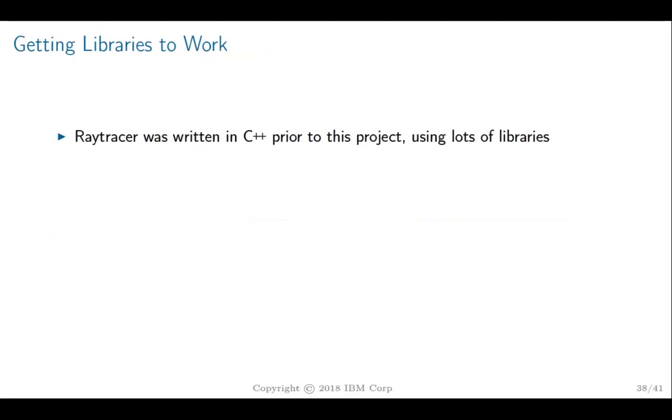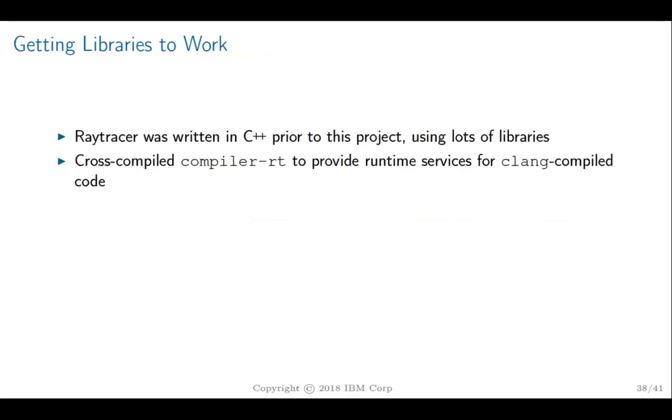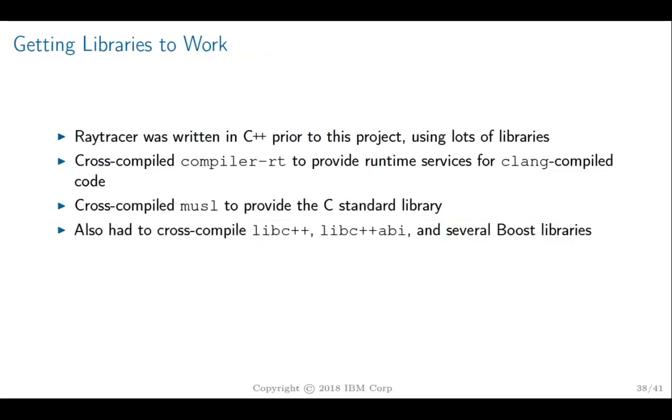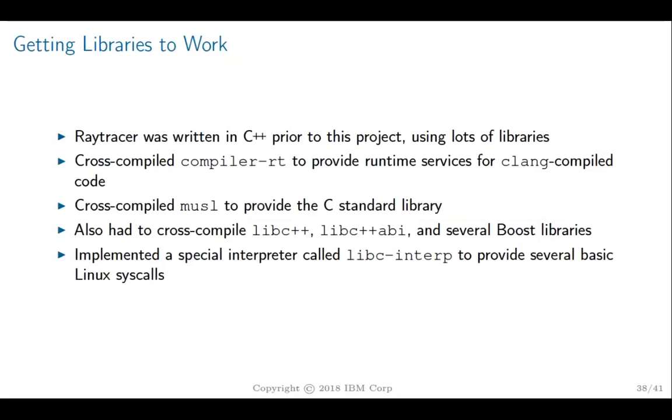So we had to cross-compile things like compiler-RT, which provides runtime functions for any Clang-compiled code. We used Muscle for a really, really lightweight libc. And we also had to cross-compile things like libc++, libc++ ABI, and a couple of boost libraries that were actually being used by the ray tracer in that case. And on top of that, we had to implement a special version of the interpreter that handled a couple of Linux system calls. So it would emulate memory management, reading and writing to and from files, things like that.